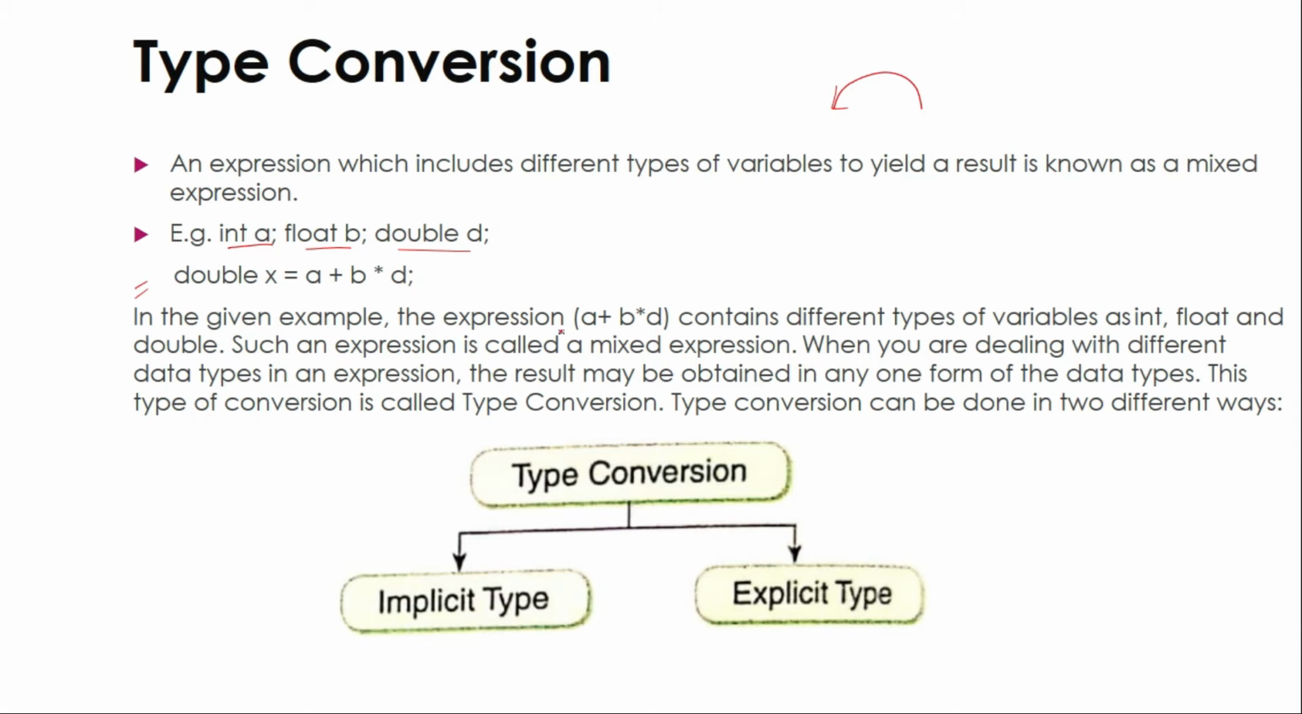In the given example, the expression a + b * d contains different types of variables: int, float, and double data types. So such an expression is called a mixed expression. When you are dealing with different data types in an expression, the result may be obtained in any one form of the data type based on the hierarchy that we will discuss later in this video. This type of conversion is called type conversion. Basically, there are two types of type conversion: one is implicit and the second is explicit.